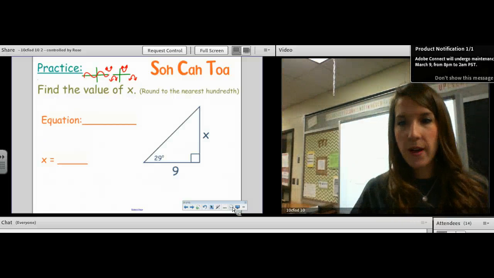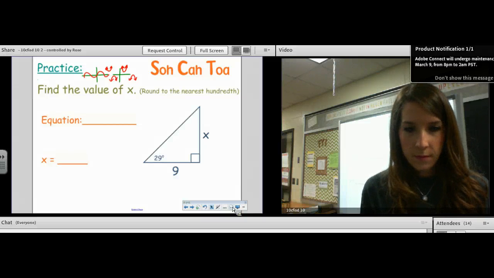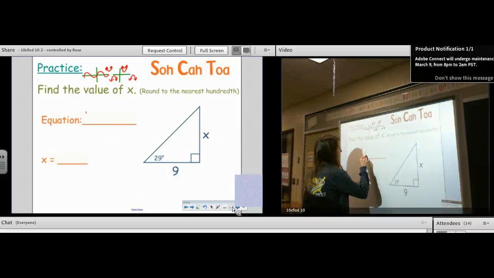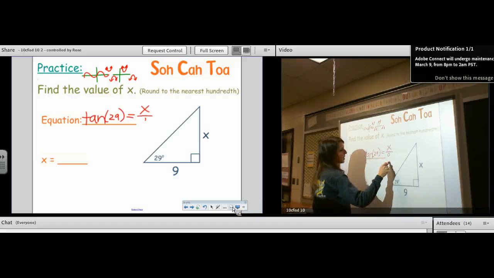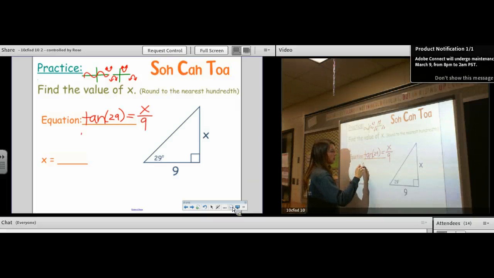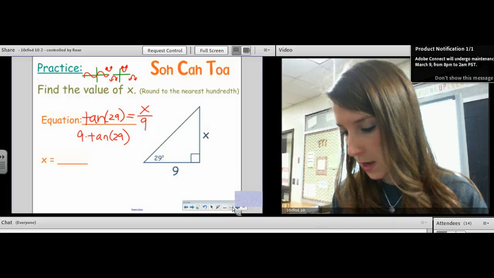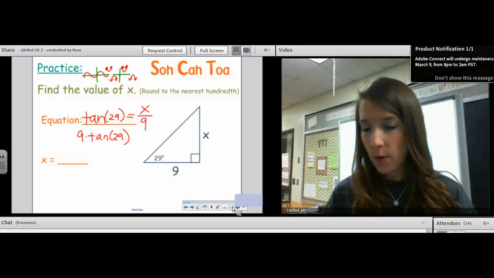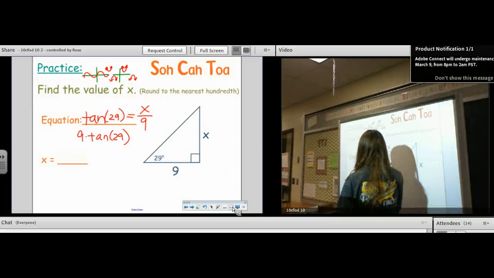Okay, so what'd you pick on this one? Tan. Yep, it's tan. Opposite over adjacent. Where is x? It's in the numerator, so we're going to multiply again. Nine times tan 29. Round to the nearest hundredth. 4.99. So pretty much 5. It's kind of a weird one, huh?